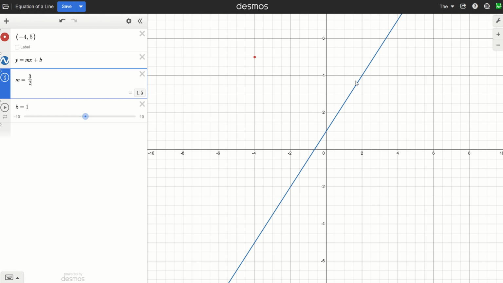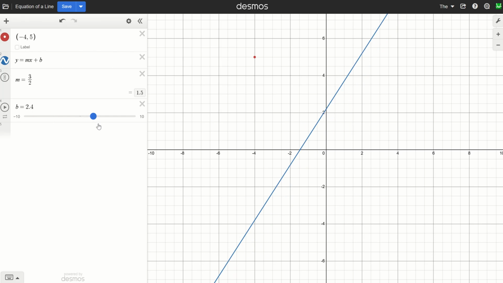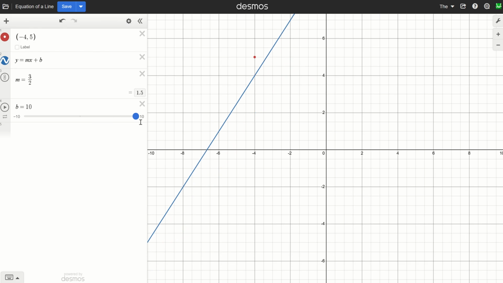Now we want this blue line to go through this ordered pair, -4, 5. So we're going to use the slider for b, because we want to make sure that this line goes through that point. We're going to drag the slider until it goes through that point. Well, I know I need to keep going, but it's capped at 10.